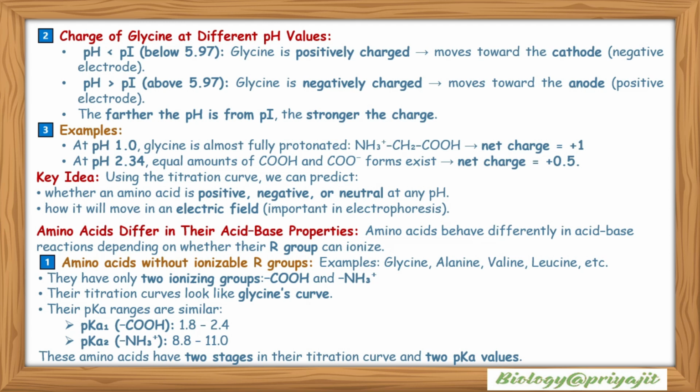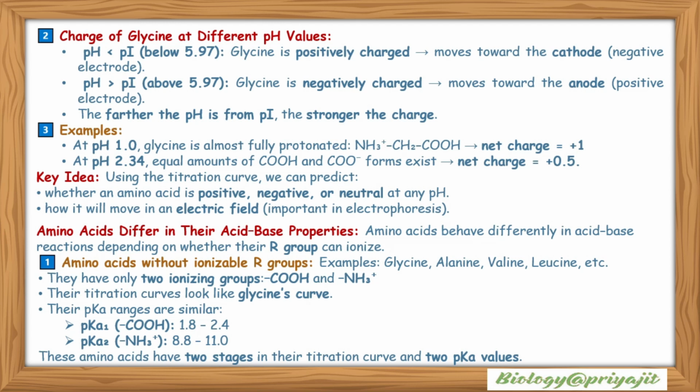Examples: at pH 1, glycine is almost fully protonated, that is NH3+ CH2 COOH, where the net charge is +1, and at pH 2.34, equal amounts of COOH and COO- forms exist, so the net charge is +0.5. So the key idea: using the titration curve, we can predict whether an amino acid is positive, negative or neutral at any pH, and how it will move in an electric field. That is important in the case of electrophoresis.